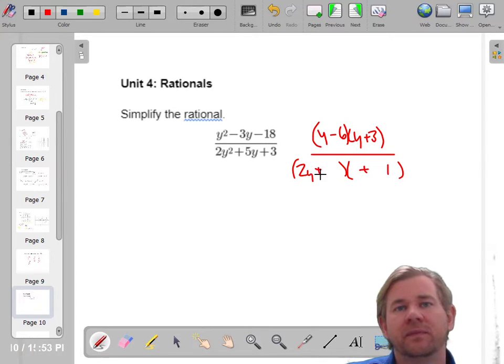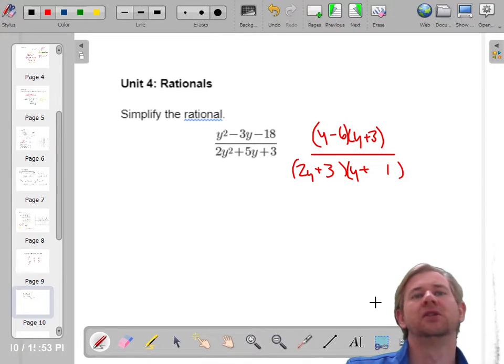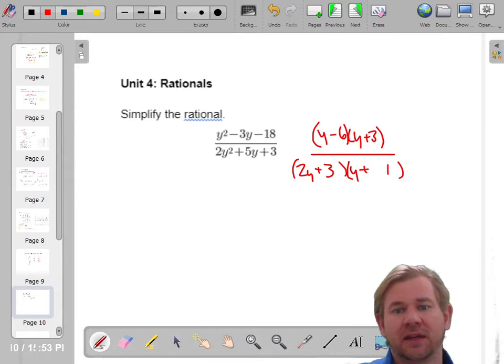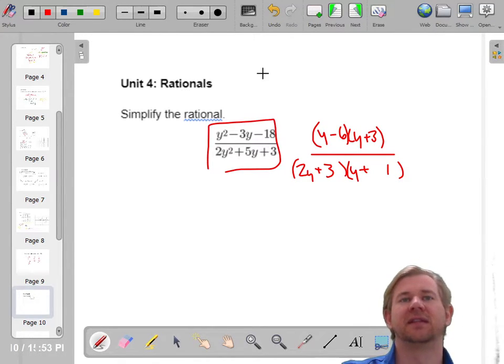So 2 plus 3, 2y squared plus 2y plus 3y. That makes 5, and 3 times 1 is 3. There you go. Okay. So I factored it, and then what? Nothing cancels. So this is simplified. That's lame.